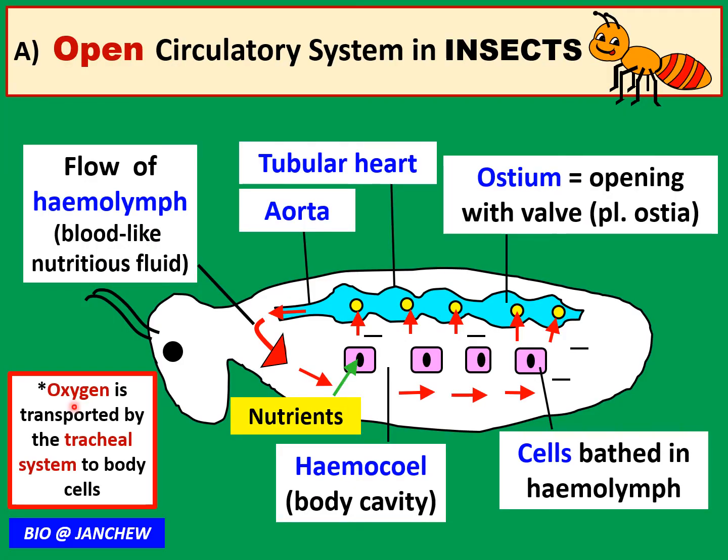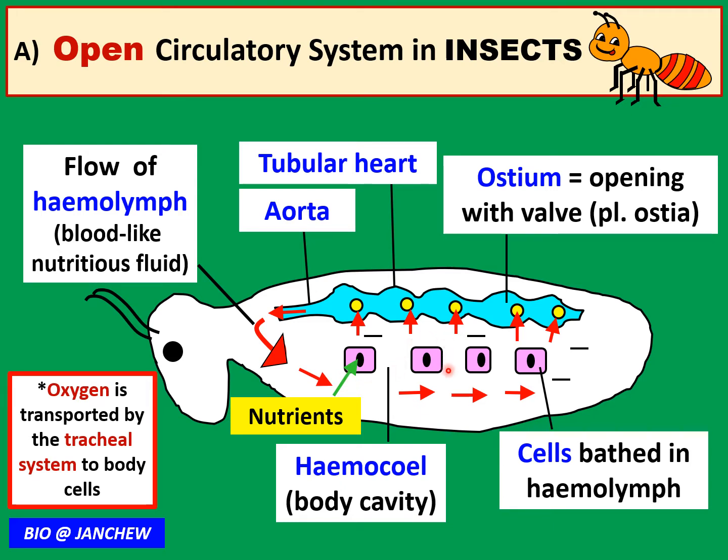Let us now discuss the first type of circulatory system, that is the open circulatory system in insects. What is the meaning of the word open circulatory system? We have to know the definition and memorize it. So in an open circulatory system, the heart, for example, the heart here is a tubular heart, pumps the haemolymph or blood-like nutritious fluid through the haemolymph vessels, for example, the aorta here, and then the haemolymph will flow out directly into the hemocoel or body cavity where it bathes the cells, and exchange of substances then occur between the haemolymph and the cells.